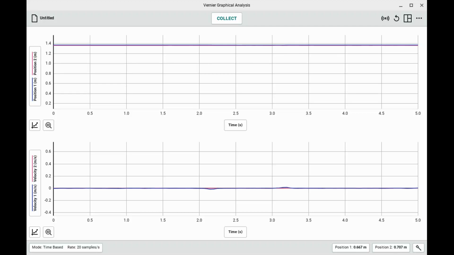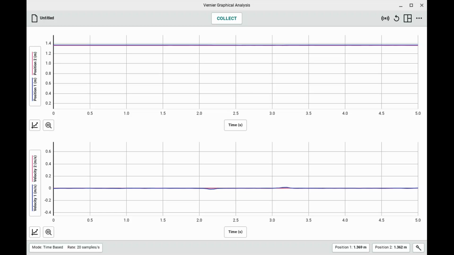Hey everyone, here's just a quick video on how to use the graphical analysis app that works with our motion sensors as well as a lot of other things, but I'm going to be looking at the motion sensors specifically here. And so you have to have everything plugged in. I have two motion sensors right now.